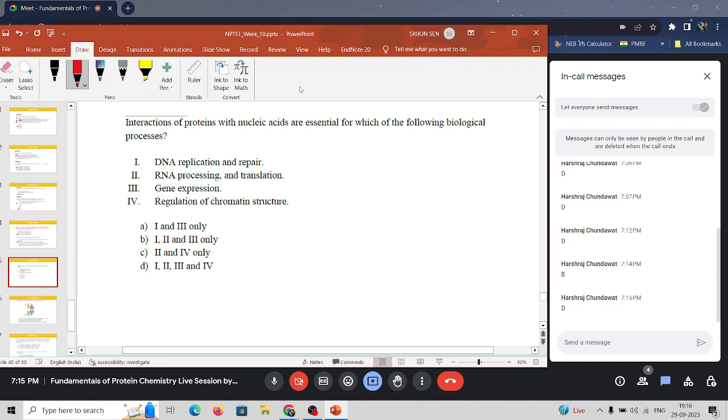So which one is it? RNA processing and translation, this is correct. Gene expression, that is also correct. Regulation of chromatin structure, the interaction with the proteins, yes, that is also correct. You can regulate it because you have the histones. And DNA replication and repair is also correct. So all four options are correct, which is 1, 2, 3, 4. So D is the correct option. Very good. All of these are important for protein-nucleic acid interactions.